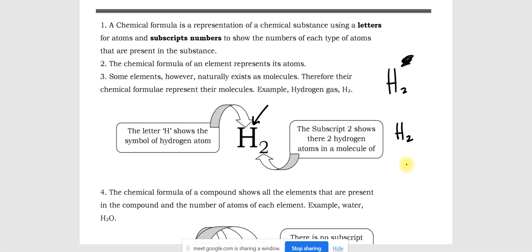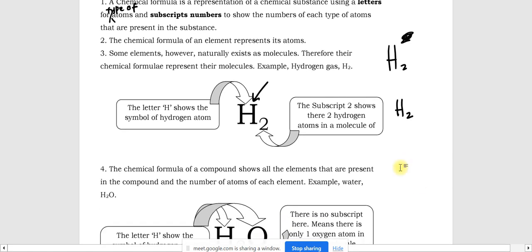Okay, using letters for the atom to tell the type of atom, and subscript number to show the number of each type of atom. So it shows how many of each atom there are. We already learned this in RMM. The chemical formula of an element represents its atoms. Some elements however naturally exist as molecules. For example, hydrogen: the H shows the symbol of hydrogen, and the subscript 2 shows the number of atoms, which is 2.